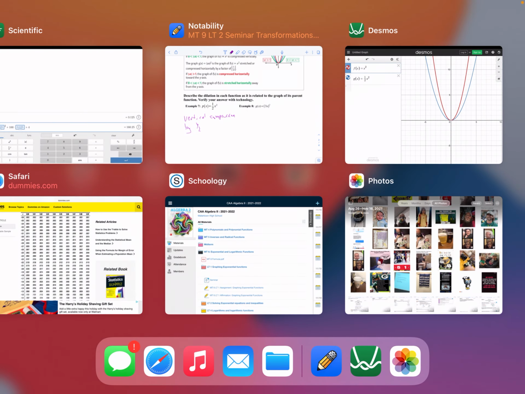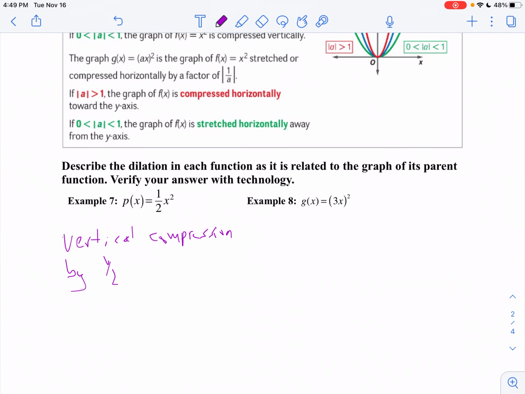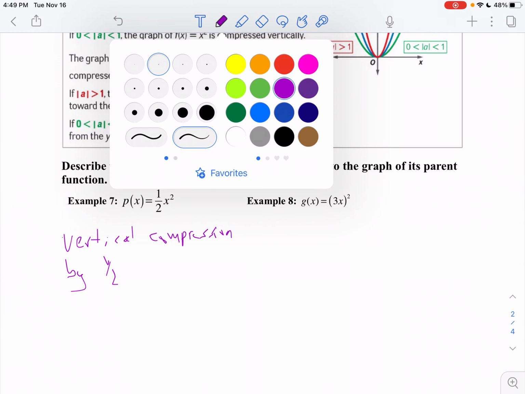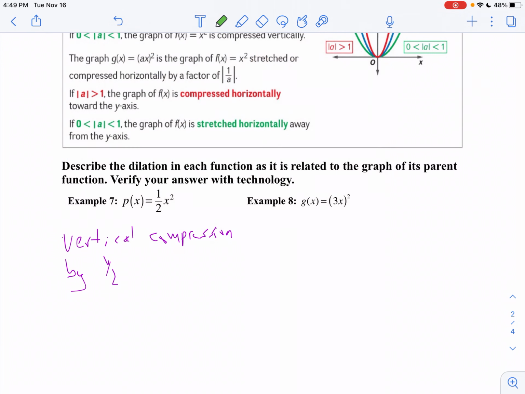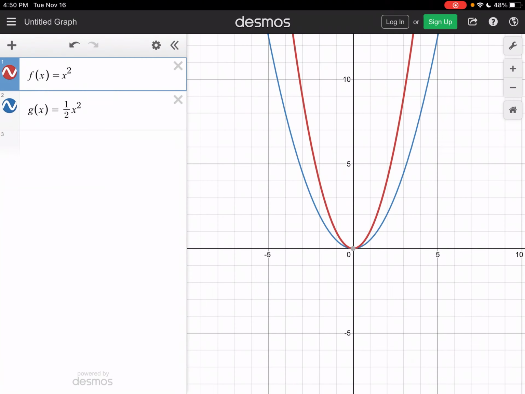Now, inside our function, like on example 8, that's a horizontal compression by 1 over 3, 1 over your a. So 1/3. I'm going to take each of my x values, multiply by 1/3 and keep the same y value. So let's take a look at how that looks.